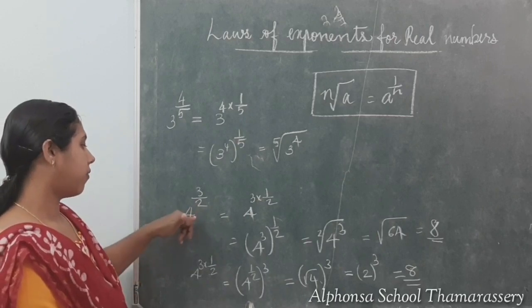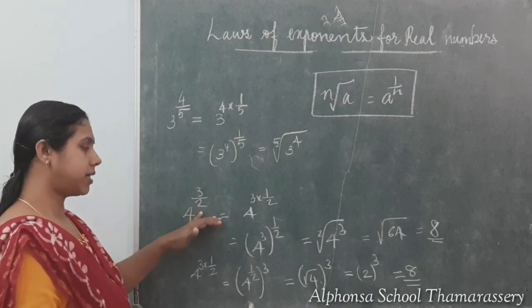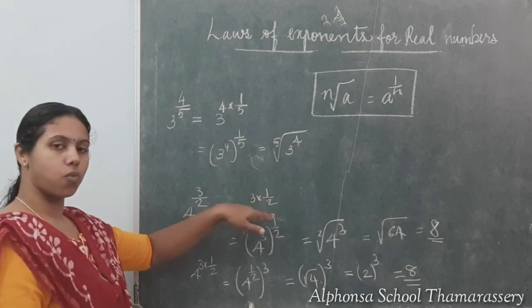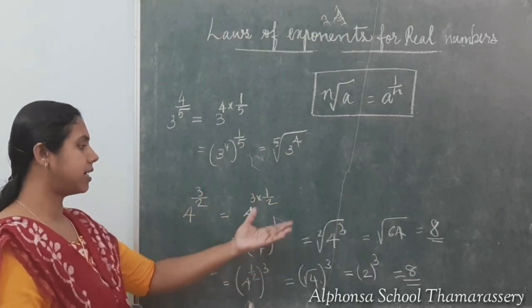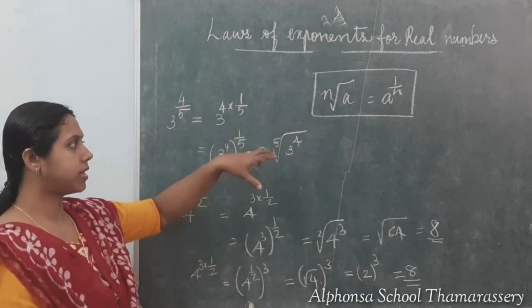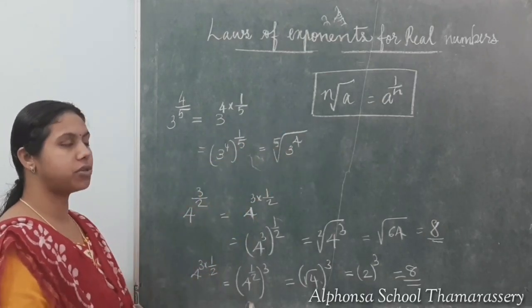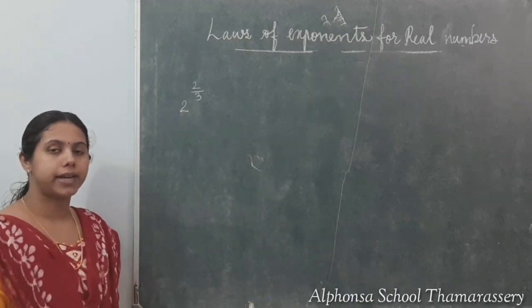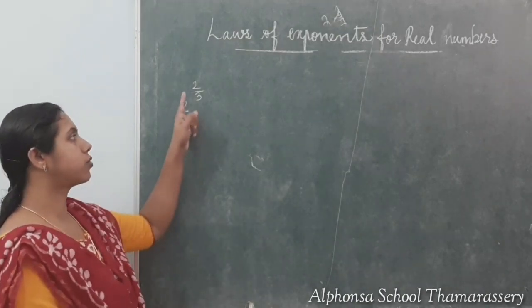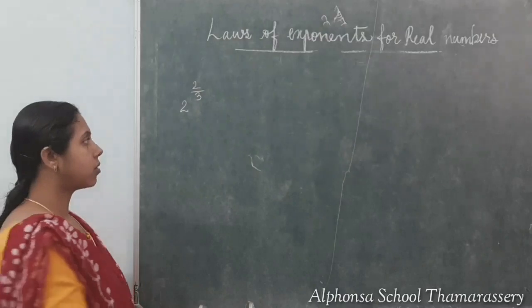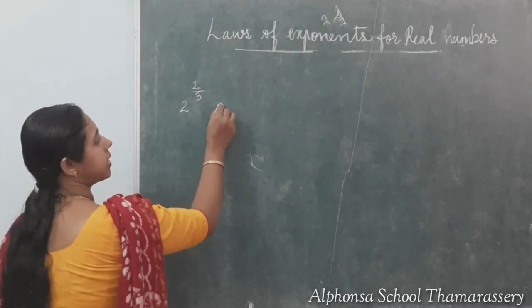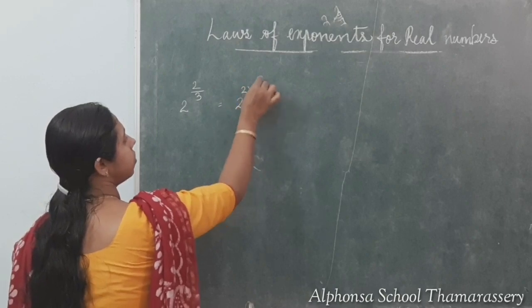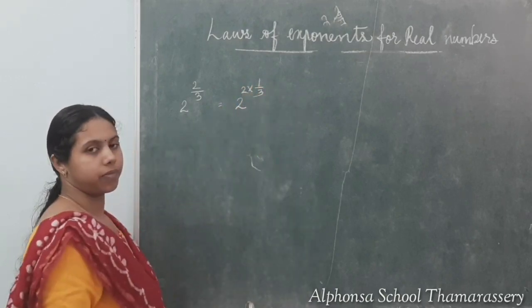So 4 raised to 3 by 2 means 4 raised to 3 into 1 by 2, that we can extend in this way. So we are using here nth root of a is equal to a raised to 1 by n. Let's see one more example. 2 raised to 2 by 3. So 2 raised to 2 by 3, we can write it as 2 raised to 2 into 1 by 3.